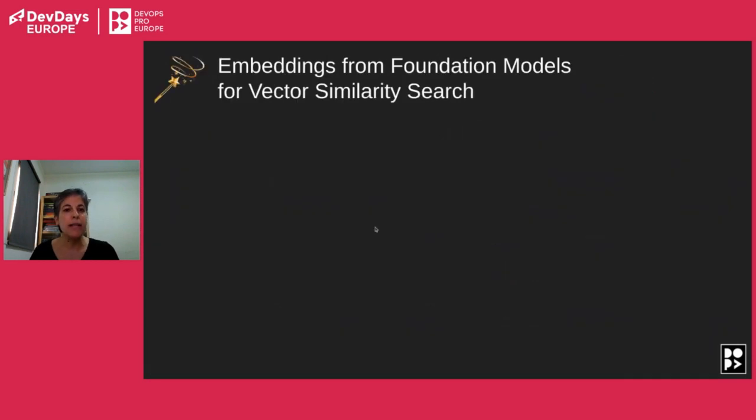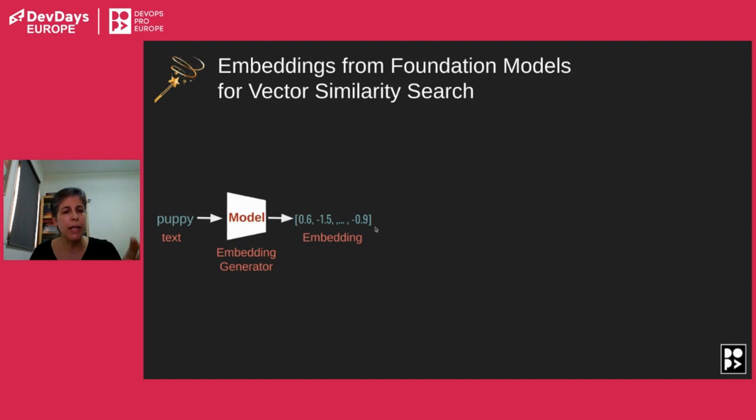Now, embeddings are also used for vector similarity search. So what do we mean? Let's say we have a word puppy, and we generate an embedding for it using one of those large language models. Maybe it's GPT, maybe it's BERT, maybe it's llama, or alpaca. And we generate an embedding, a series of numbers that doesn't mean much to us. We don't know what 0.6 stands for. Is it an animal? Is it an object? What does it mean?